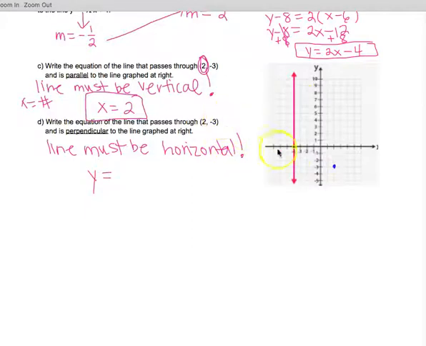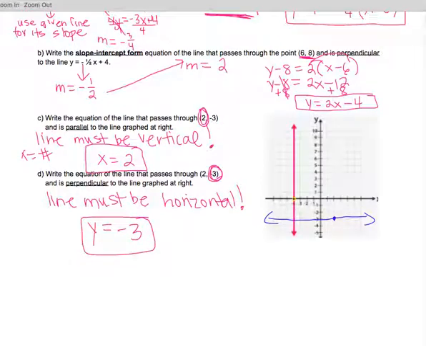All right, so going through this line, if you look at it, if you eyeball it, or even if you actually want to graph it here, the y value at all of those points on that line is -3, because that's the y coordinate. So y equals -3 should be your answer there.